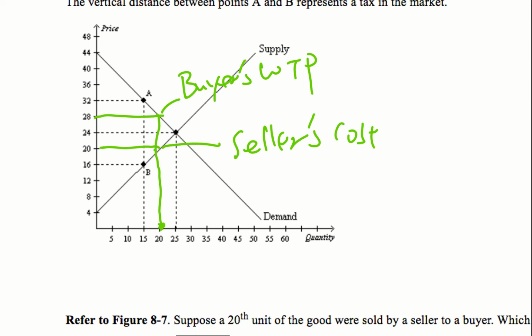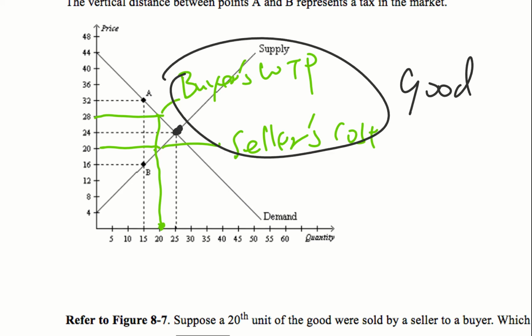All right, so suppose there is no tax. With no tax, when the market price is allowed to adjust at equilibrium, then this transaction will be good, because buyers are willing to pay more than the price, and the seller's cost is below the price, so they make a profit as well. So everybody's better off.